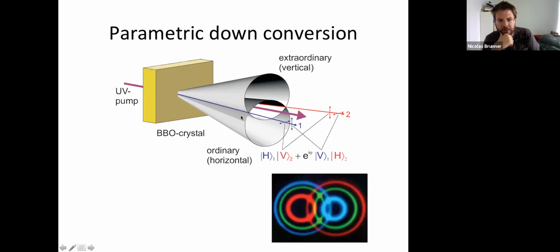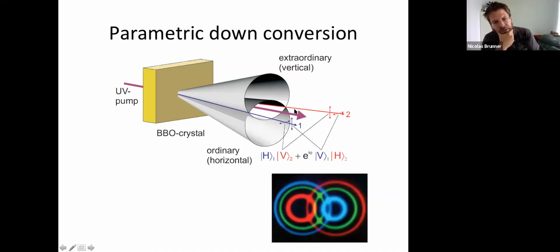In fact, the 2 of them will go on this cone here. And the point is, each of these photons has, let's say, half the energy of the incoming one. So you need to conserve energy, right? That's why the outgoing photons, or the down converted photons, as we say, have a lower energy, and the sum of these energies must be that of the incoming photon.